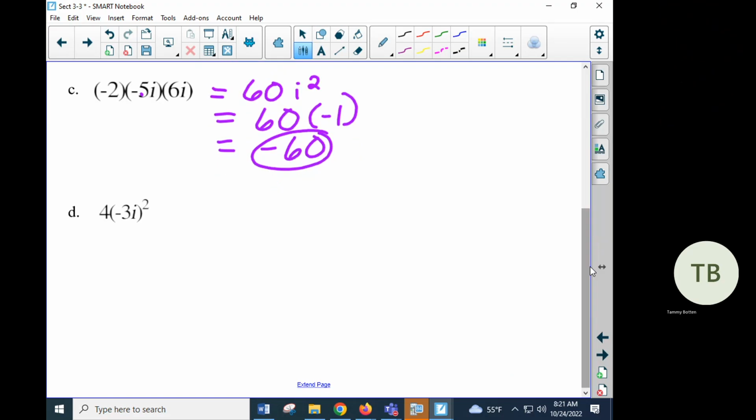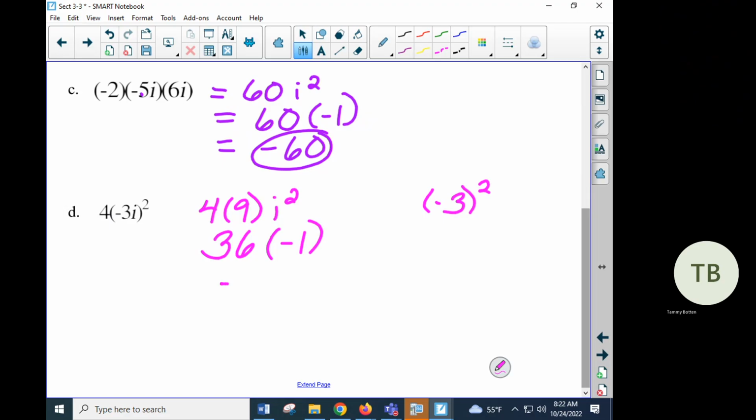Now, when I look at D, I'm going to keep that 4 there. Now, when you take a -3 squared, you guys know what happens when you square a negative? It becomes positive, right? So it'd be a +9 and then i squared. And remember, i squared is always -1. So this is really 36 times a -1, which is -36.